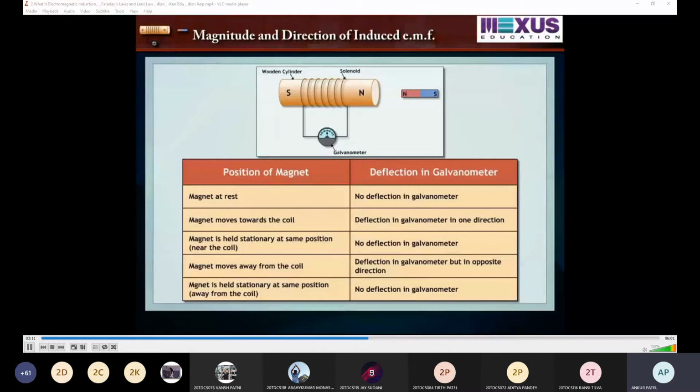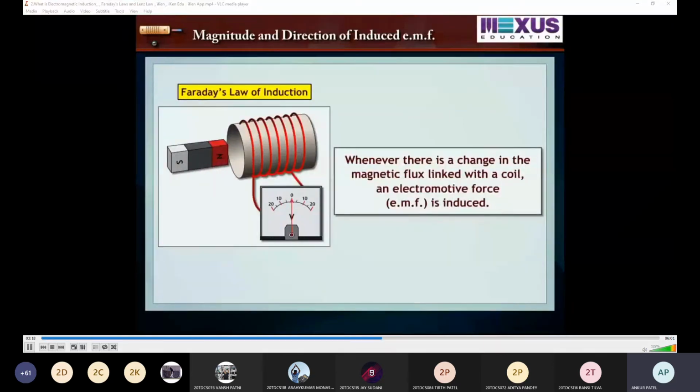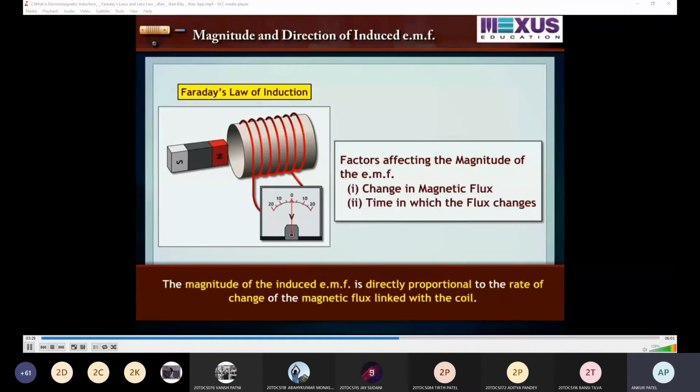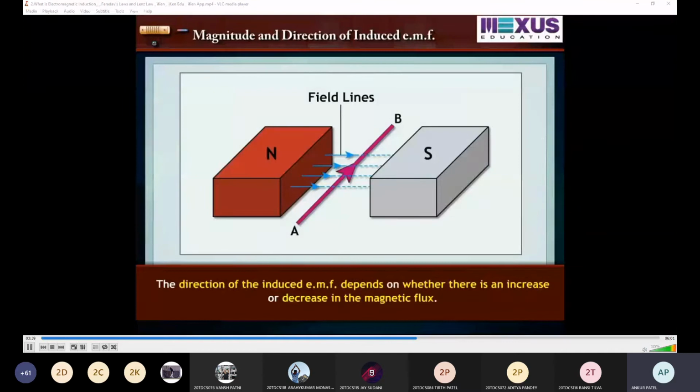Based on his experiment, Faraday formulated 2 laws of electromagnetic induction. Whenever there is a change in the magnetic flux linked with a coil, an electromotive force is induced. The magnitude of the induced EMF is directly proportional to the rate of change of the magnetic flux linked with the coil. The direction of the induced EMF depends on whether there is an increase or decrease in the magnetic flux.